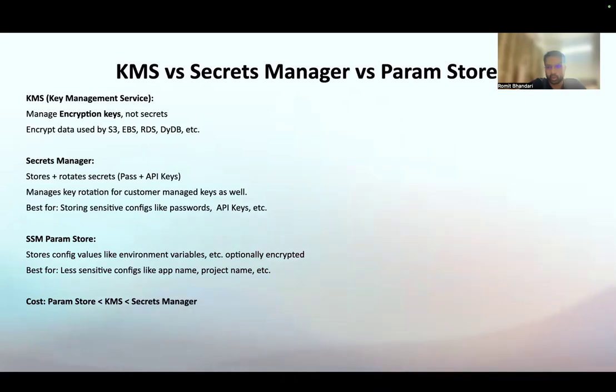So here we are quickly doing a comparison between the three security services we just talked about. KMS manages encryption keys, not secrets. Secrets Manager stores and rotates secrets, passwords, or API keys, and manages key rotation or customer managed keys as well. It is best for storing sensitive configs like passwords, API keys, etc. SSM Param Store stores config values like environment variables, which could be optionally encrypted. It is best for less sensitive configs like app name, project name, etc. Cost-wise, obviously Secrets Manager is greater than KMS, which is greater than Param Store.